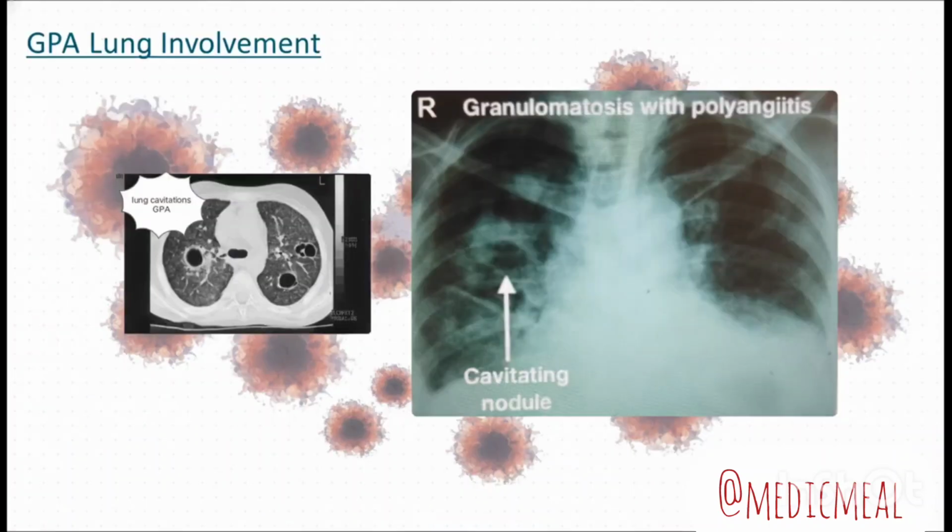Now, this slide shows perfectly how different the lung involvement is in GPA compared to MPA. Forget that diffuse, hazy bleeding. GPA classically creates these distinct nodular lesions that then cavitate, meaning they break down and form a cavity in the center. You can see them plain as day on both the CT scan on the left and the chest X-ray on the right. These cavitating nodules are a true hallmark of GPA.